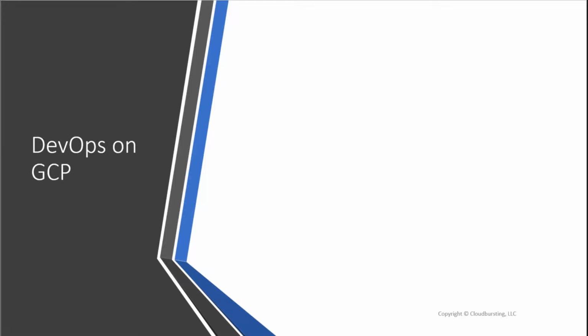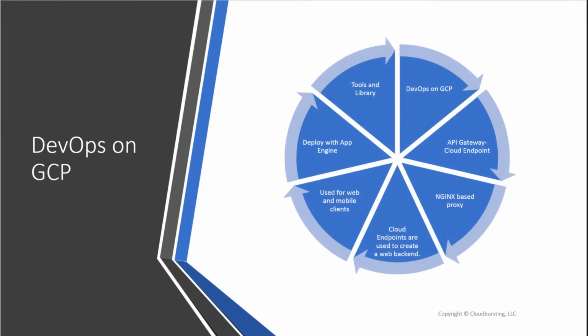Now, some other facets to consider is certainly around, for example, the API gateway. The API gateway is called Cloud Endpoints. We'll talk about how that's an Nginx-based proxy. The endpoints are used to create essentially a web backend. Essentially, your developers are going to have an on-ramp to Google Cloud. You could use this for mobile and web, of course, and you could deploy this alongside App Engine, and it has a robust tool and library ecosystem.